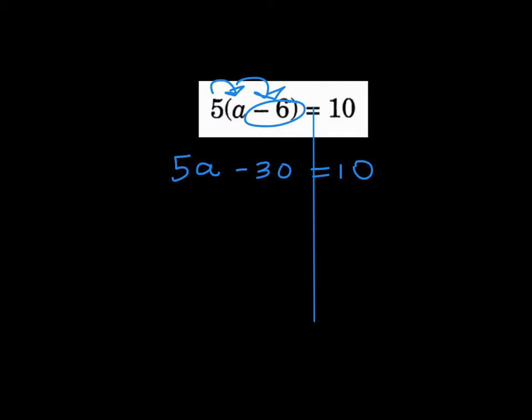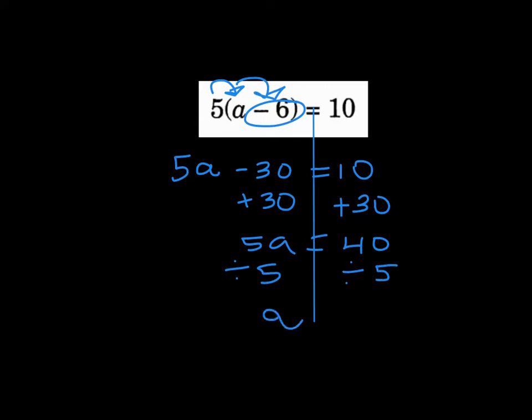Once I distribute, I have a simple two-step equation to solve. So I'm first going to cancel out the 30. And the opposite of a negative 30 is a positive 30. So 10 plus 30 is going to give me 40 equals 5a. So 5 times some number is going to give me 40. To figure out that number, I'm going to divide by 5 on both sides. And I know that a is equal to 8.